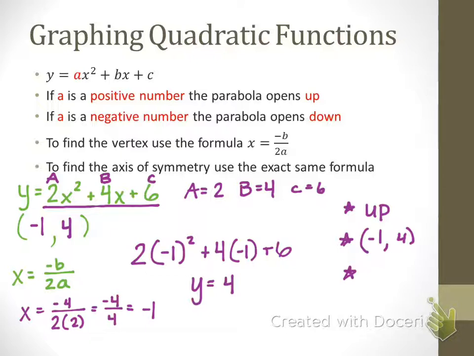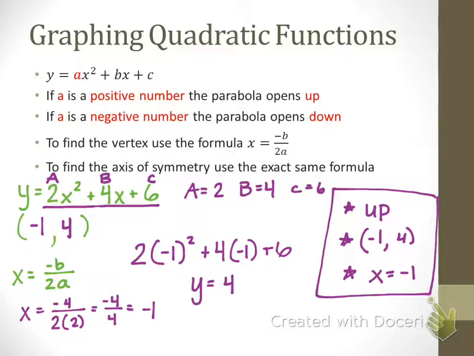My axis of symmetry is always going to be the exact same as the x in the vertex. So guess what my equation for the axis of symmetry is? X equals negative 1. That's it. All you do is write exactly what x equals. You don't have to do any work. You don't have to write this whole long equation. It's just x equals negative 1.